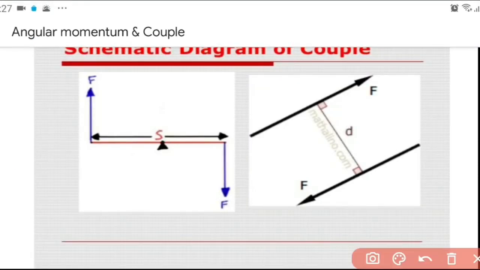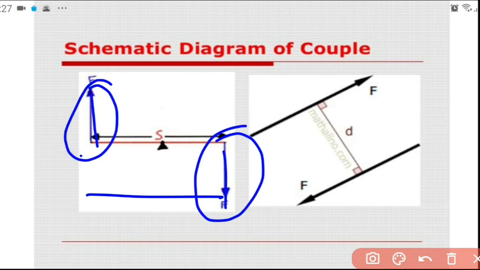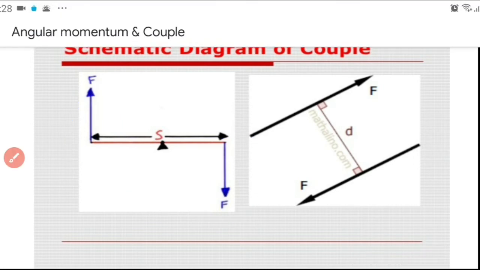So when we draw a diagram, this diagram represents a couple. It shows two forces. One is here and the other is here. These are the lines of action of the two forces. You can see the lines of action are not in the same line. They are separated by a distance, and that distance is perpendicular to the lines of action. That's why we call it the perpendicular distance. So equal and opposite forces whose lines of action do not coincide constitute a couple, and a couple always produces torque.